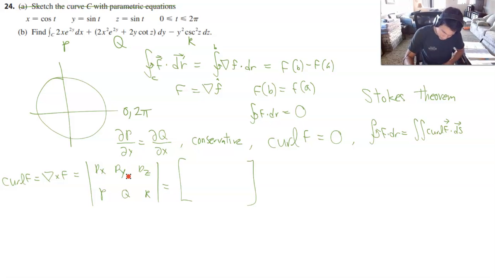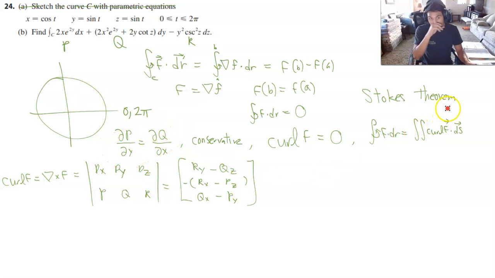So I get r with respect to y, and then I get q with respect to z, and I subtract them. And then I get r with respect to x, and p with respect to z. And then I get q with respect to x, and I get p with respect to y. It's kind of funny. It's like this part, where you see that Stokes' theorem is the big brother to Green's theorem, right? And this is using Green's theorem.